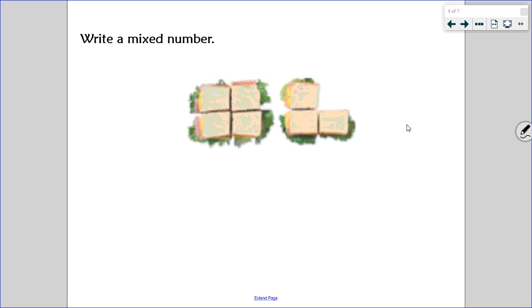This asks us to write a mixed number. Well, we have a sandwich, but this is a whole sandwich. So I'm going to put 1 whole sandwich. And this represents my fraction of my mixed number. So if I'm looking here, the original sandwich is cut into 1, 2, 3, 4 parts. So I know that my denominator, or the bottom downstairs number, will be 4.